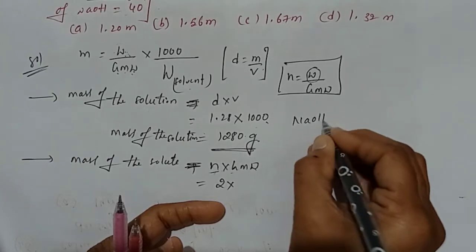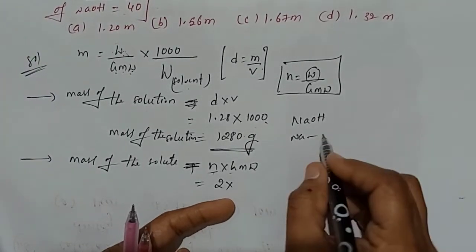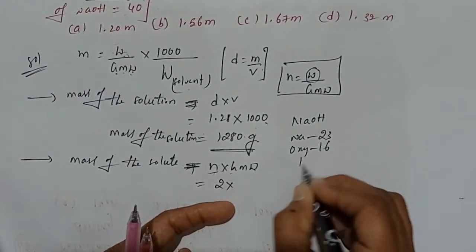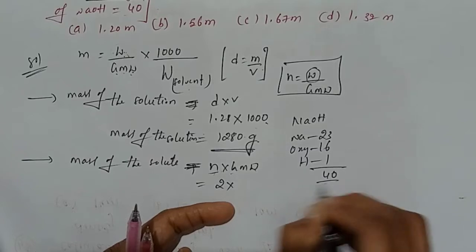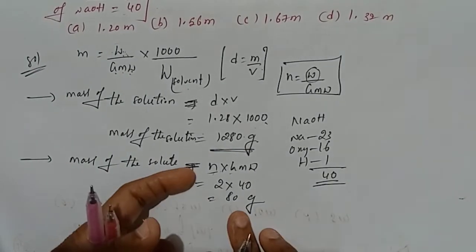NaOH is given. So sodium hydroxide, molecular weight is how much? 40. Sodium 23, oxygen 16, and hydrogen 1, total 40. So this is 40. How much, students? 80 grams. This is the mass of the solute.